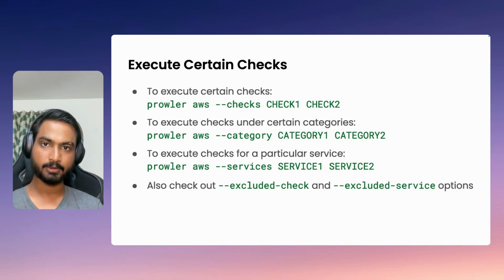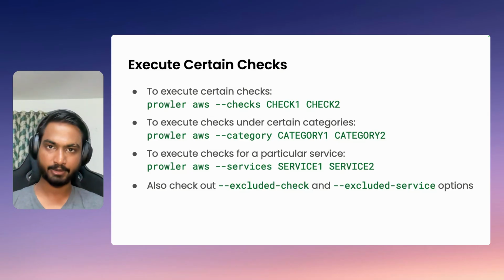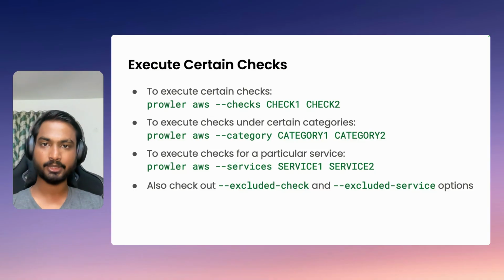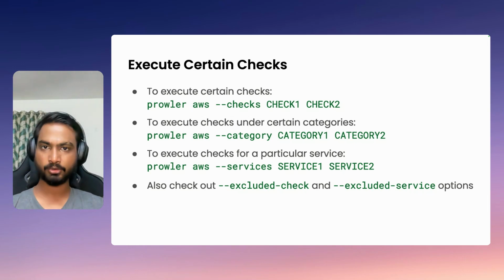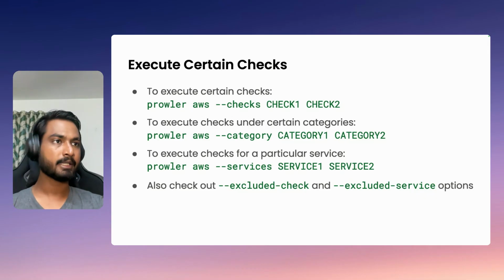Prowler is super flexible. That is what I think makes Prowler a great tool. Now let's say you have a requirement to execute only a few checks to start with, or maybe execute a certain category of checks. Prowler allows that. Or even if you want to go ahead and execute checks only for a particular AWS service, Prowler also has options to do that. And these are the commands that are usually used.